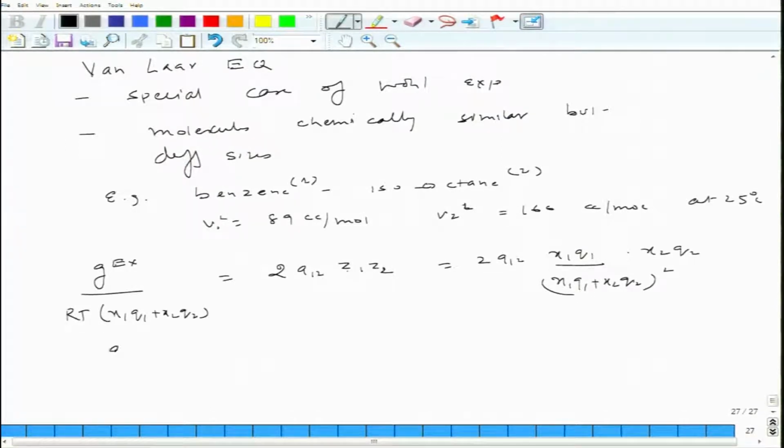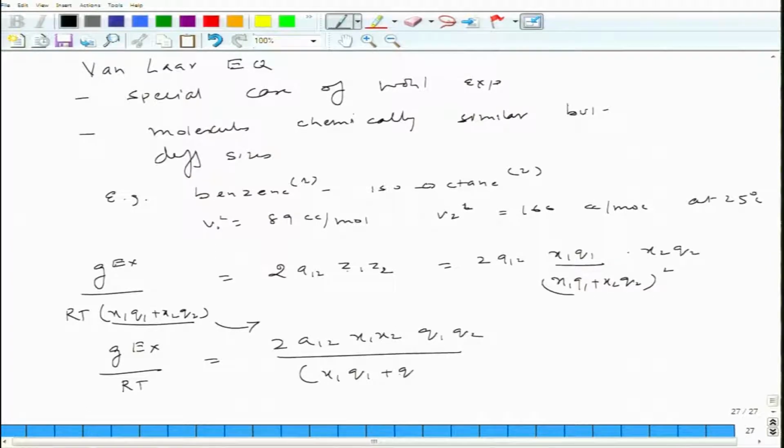You should be getting Gx, if I take this part to the other side, then I get RT, and this is going to be 2A12 X1 X2 Q1 Q2 divided by X1 Q1 plus X2 Q2. Okay. Now, remember that we are a little bit comfortable with A's and B's, because that makes the equation simpler, and we start from the one constant Margules equation. So, we can actually write it in that form.